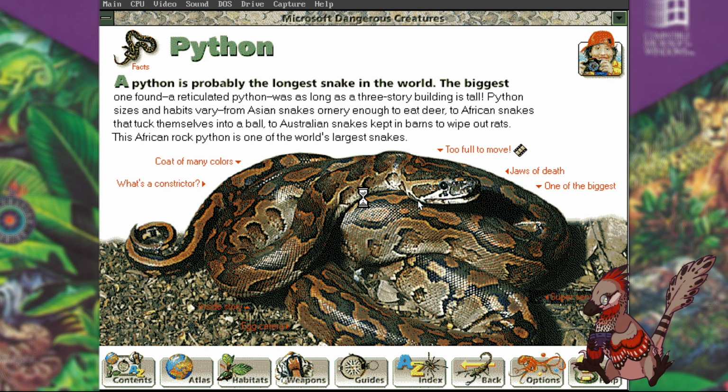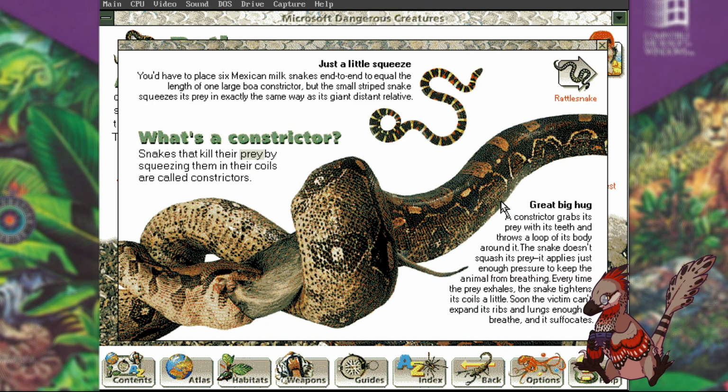What's a constrictor? The big boa and the little Mexican milk snake. Call them both constrictors, snakes that take your breath away. Well, quite literally, I would say. You'd have to place 6 Mexican milk snakes end to end to equal the length of one large boa constrictor. But the small striped snake squeezes its prey in exactly the same way as its giant distant relative.